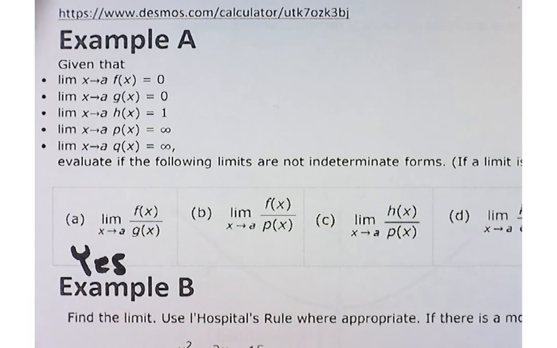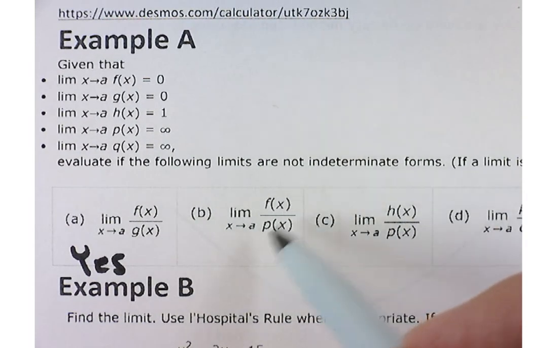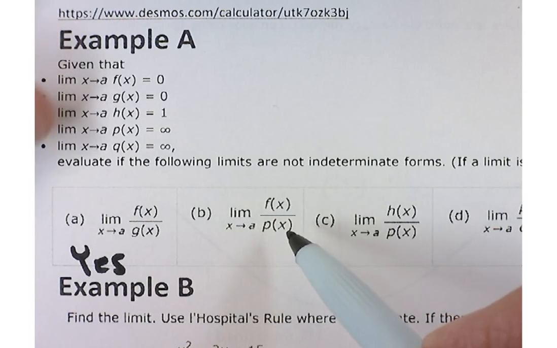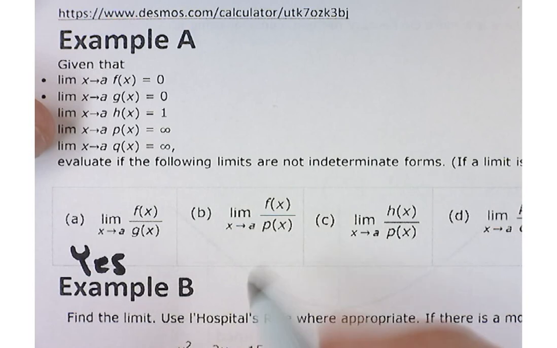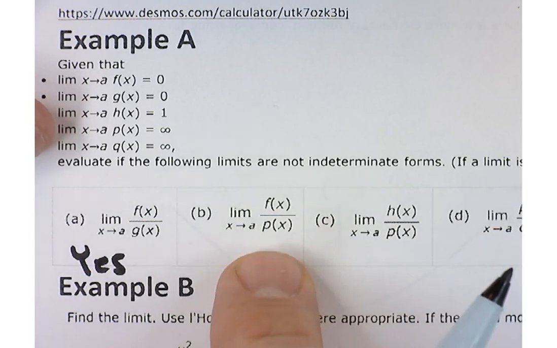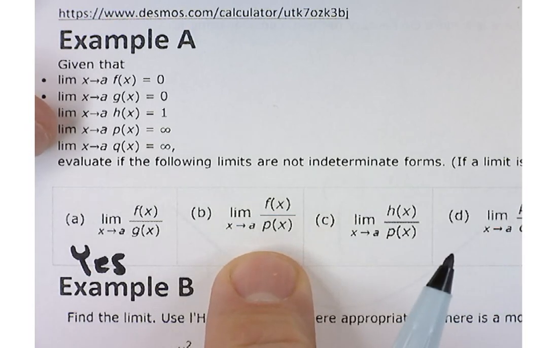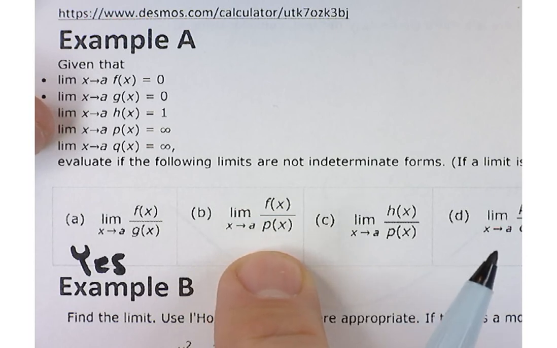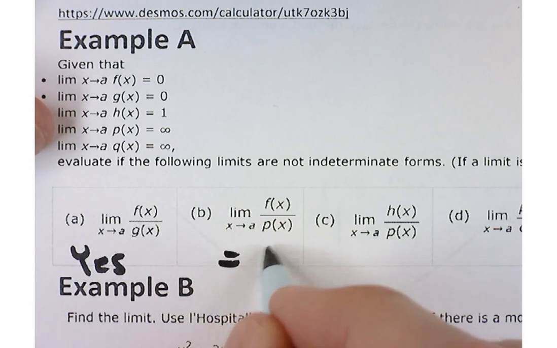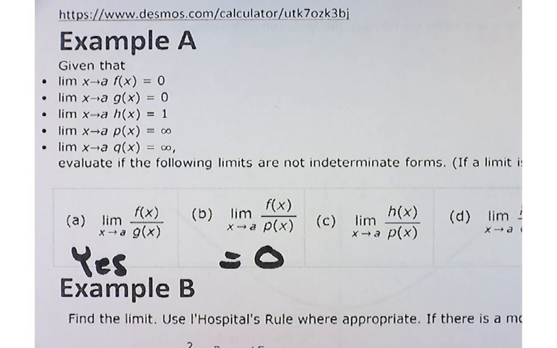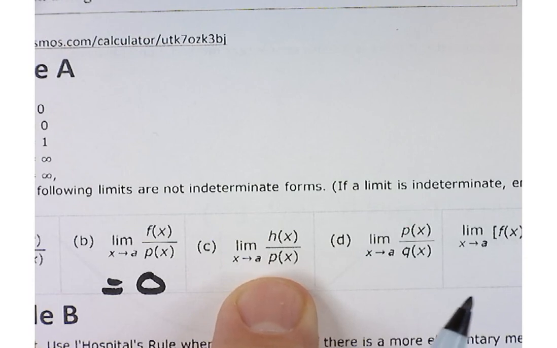Let's try the next one. Limit as x approaches a of f of x over p of x. So f of x is going to 0. Where's p of x going? Infinity. So it's not an indeterminate form, but can anyone tell me what the value of this limit is? 0. Yeah, 0 divided by any constant or infinity is going to be 0. How about this one? H of x over p of x.